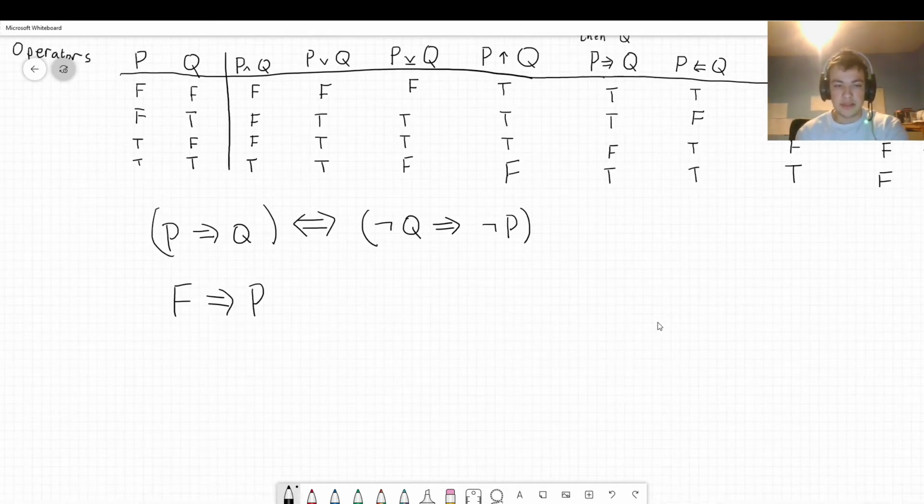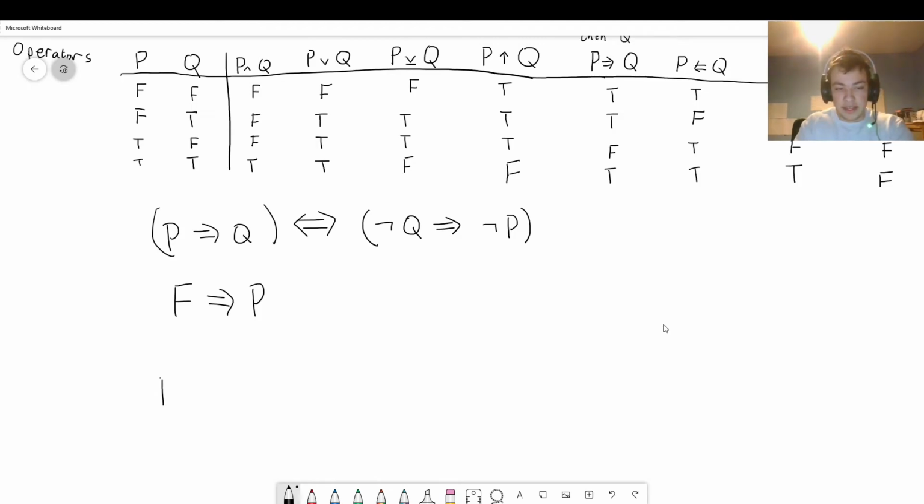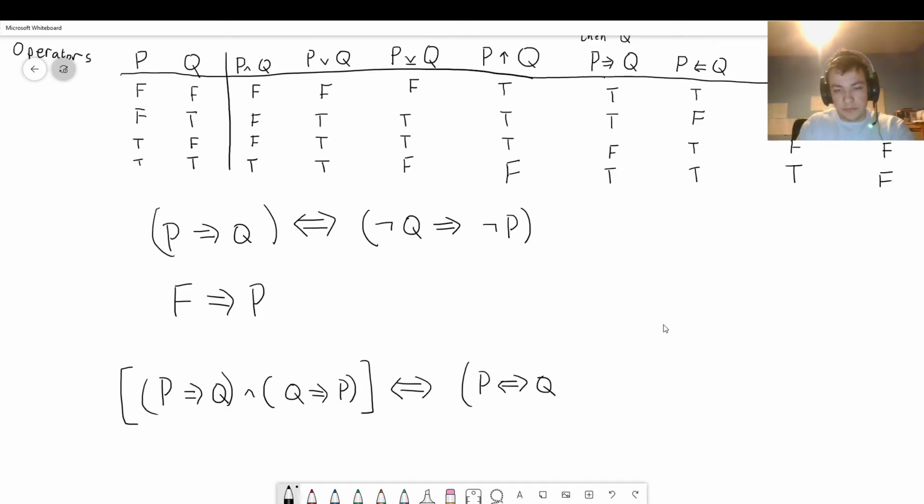Then another useful statement is that if P implies Q and also Q implies P, then this is equivalent to P is equivalent to Q. We'll use this in proofs a lot because we'll want to show two things are equivalent, so we'll show it forwards and then we'll show it backwards. And then some terms. P implies Q means that Q is necessary for P.